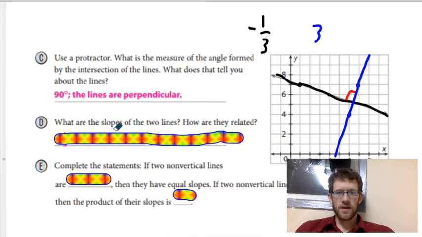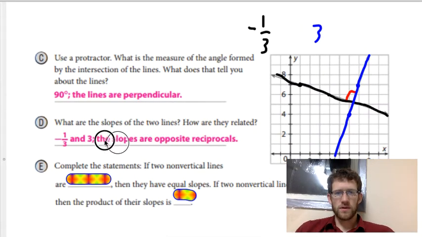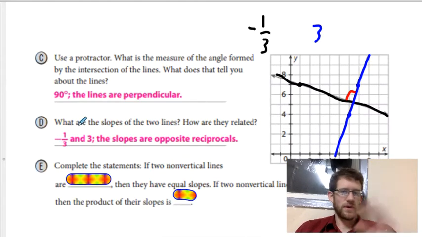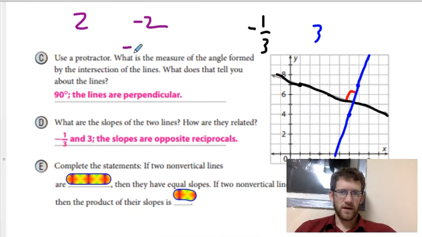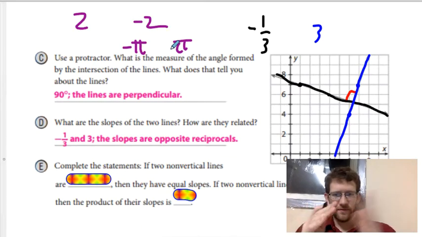So how are these slopes related? Well, as it turns out, it's called opposite reciprocals. The opposite simply means that we throw a negative sign in front. So the opposite of 2 is -2. The opposite of negative pi is pi, right? That's the opposite. You just negative or not.